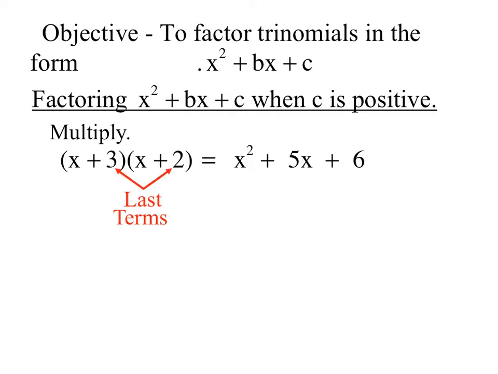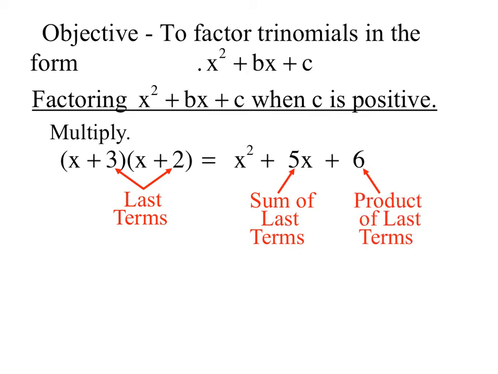So now let's take a look. When I multiply the two last terms in the binomials, it gives me the last term. When I add the last two terms, it gives me my center coefficient. So one more time. When I add the last two terms of the binomials, I get the middle coefficient of the linear term. When I multiply the last two terms in the binomials, I get the c term in the trinomial.